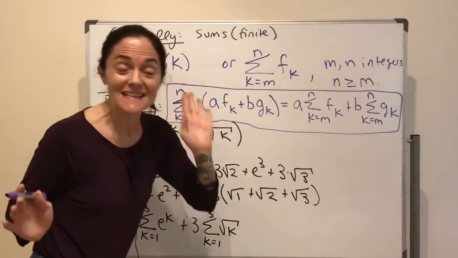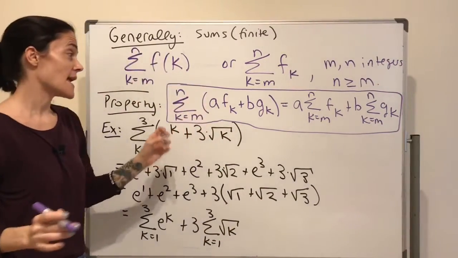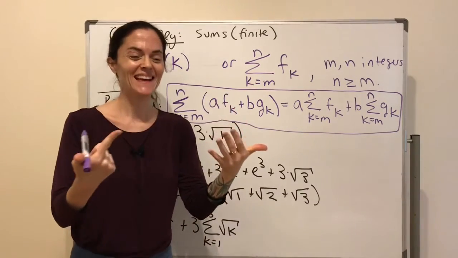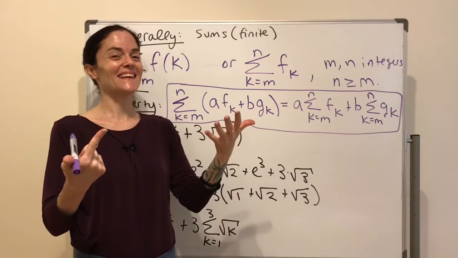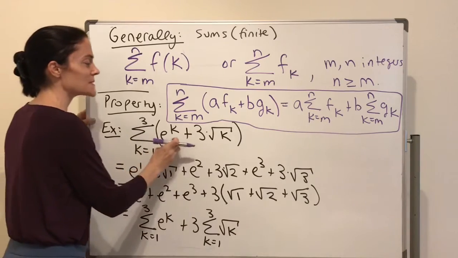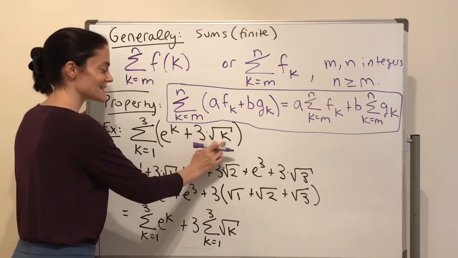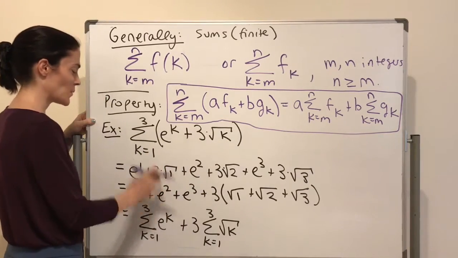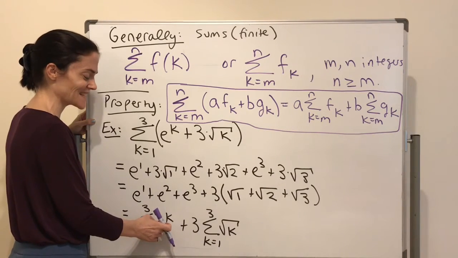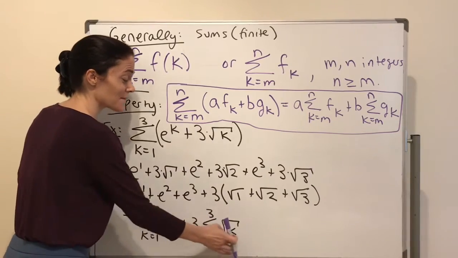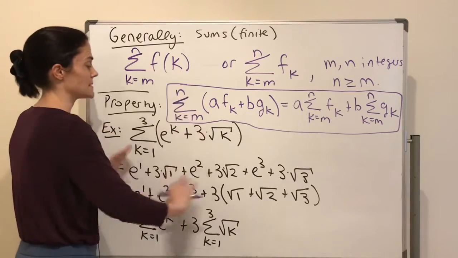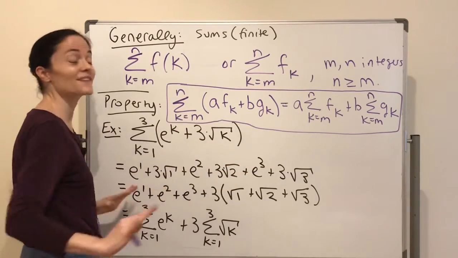Okay, this might seem abstract because I have A, B, F, K, G, M, N. It's so many letters to be looking at. But that's why I started with an example first. Right here was a sum of 2 terms. This would add a constant times it. And then we had just a sum here of this, which is, we see the k, the function of k, and then plus 3 times the sum of this function of k. Okay, and we get that for finite sums just by writing everything out and rearranging.